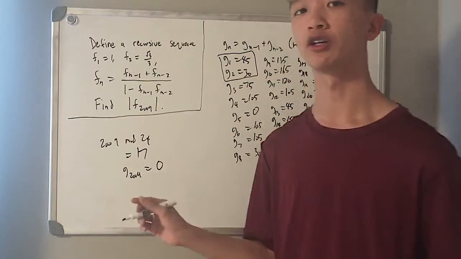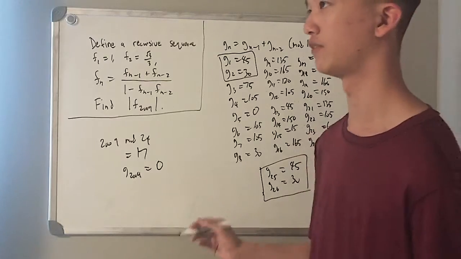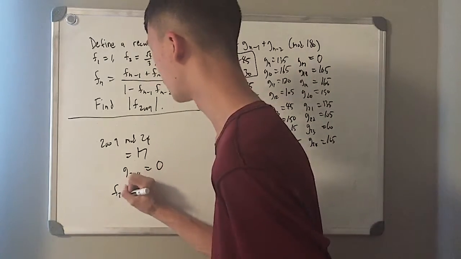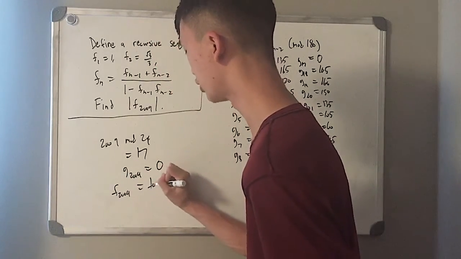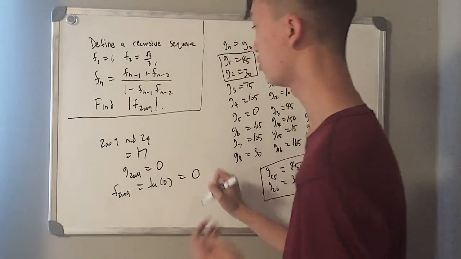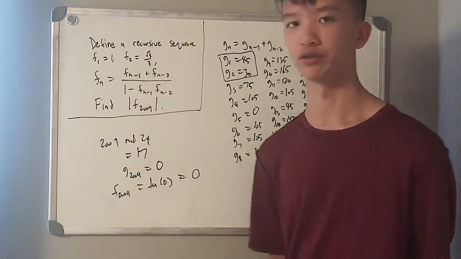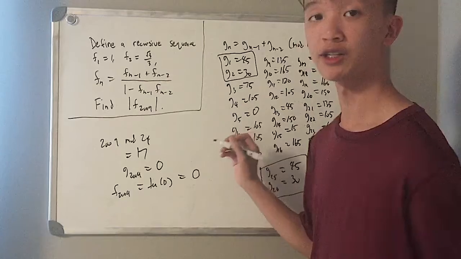And we also know from earlier that g of n is equal to the arctan of f of n. And so the value of f of 2009 will be equal to the tangent of 0, which is equal to 0, and the absolute value of 0 is equal to 0. And so 0 is our answer, and we are done.